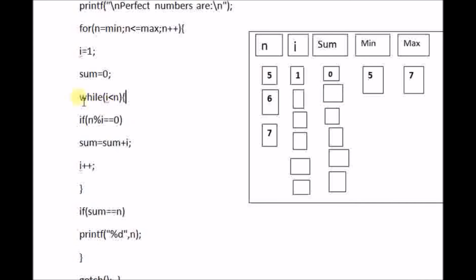Now, while I less than n, is 1 less than 7? Yes, control goes inside. Is 7 mod 1 equal to 0? Yes, the condition is true. Control goes inside. Sum is equal to sum plus I. Sum is 0, I is 1, so 1 plus 0 is 1. Now I gets incremented. The new value of I is 2.